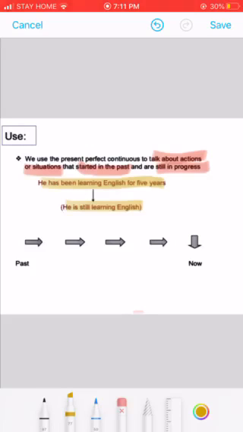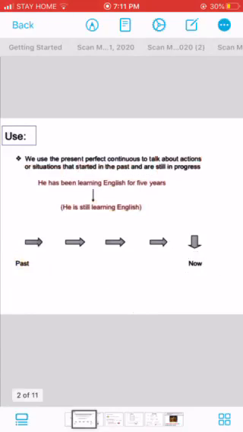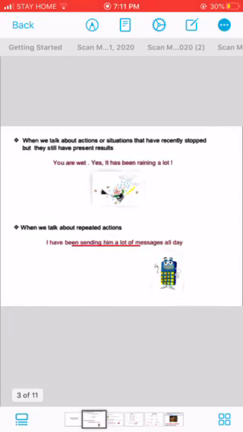So look at this. The verb started in the past بالماضي and is still going up to now وما زال مستمر إلى الآن. So this is why we said present perfect progressive or present perfect continuous. Now it means continuous, إذن that means that we will use the verb with ing. رح نستخدم الفعل مع ing. Now look at the second usage.